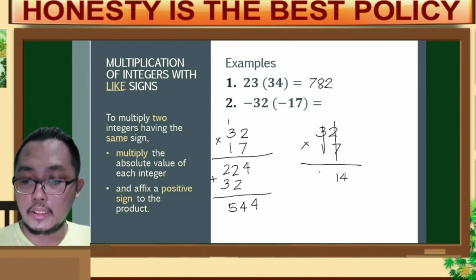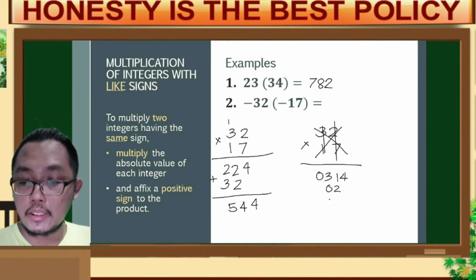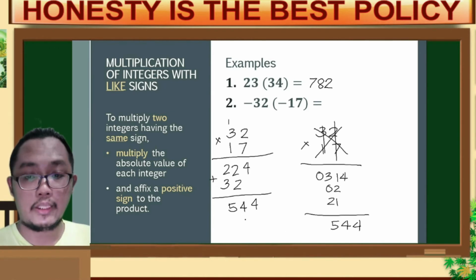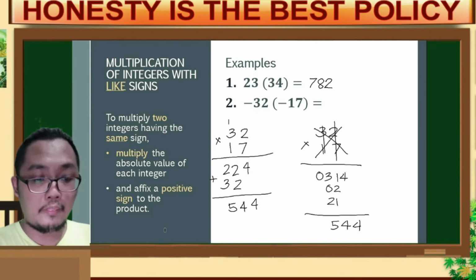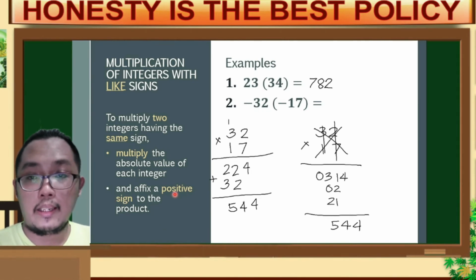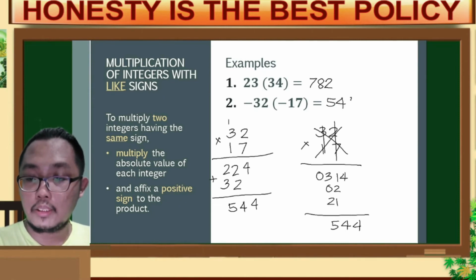So this one is 3, while this one is 2, and this one is 21. And this gives us the same answer of 544. So again, going back to this rule about the sign of the product, it will take a positive sign. And this will be 544.